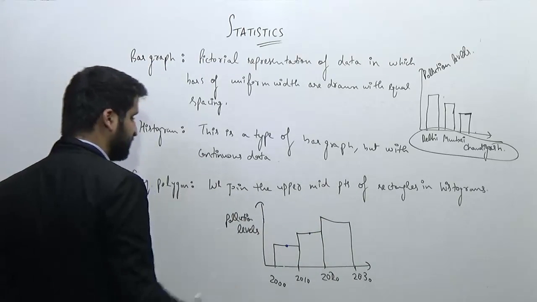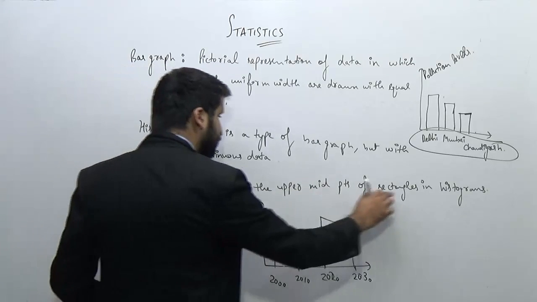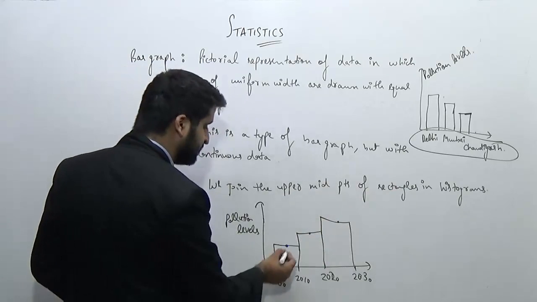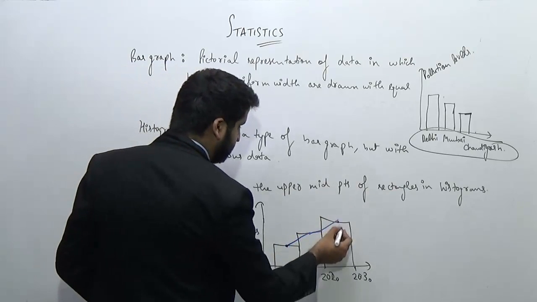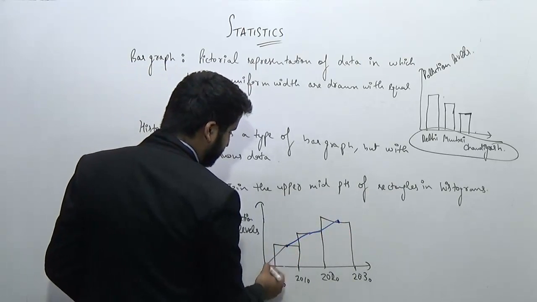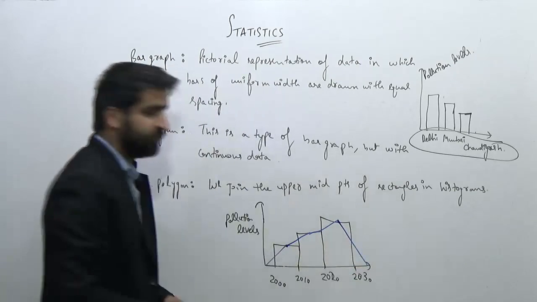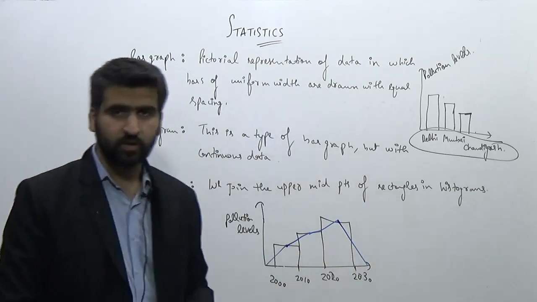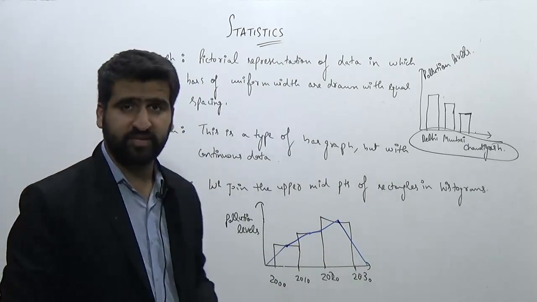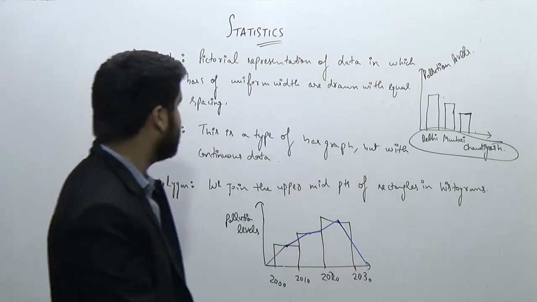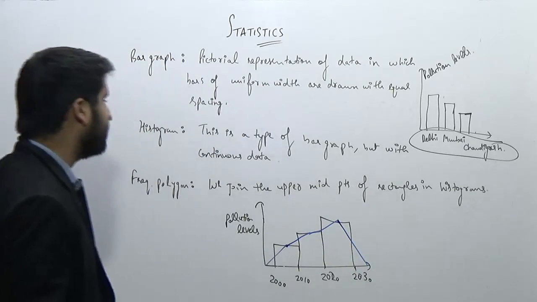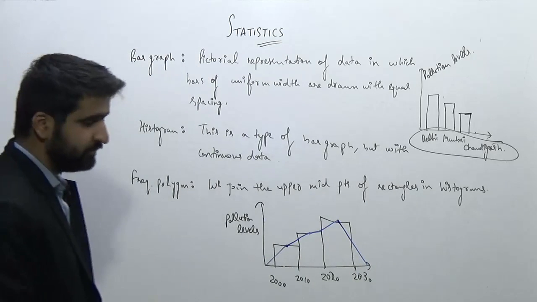So let's see the frequency polygon now. We will join the upper midpoints of all the rectangles in the histogram, and the thing which I will get is known as a frequency polygon. So this is the meaning of a frequency polygon. If we join the upper midpoints of all the rectangles of the histogram, I will get this thing.